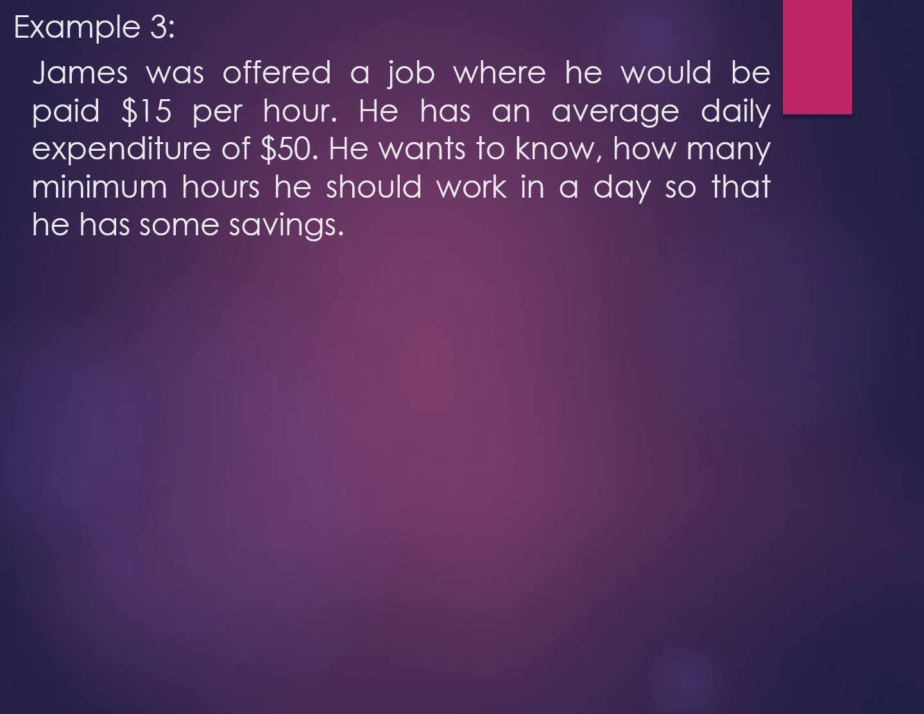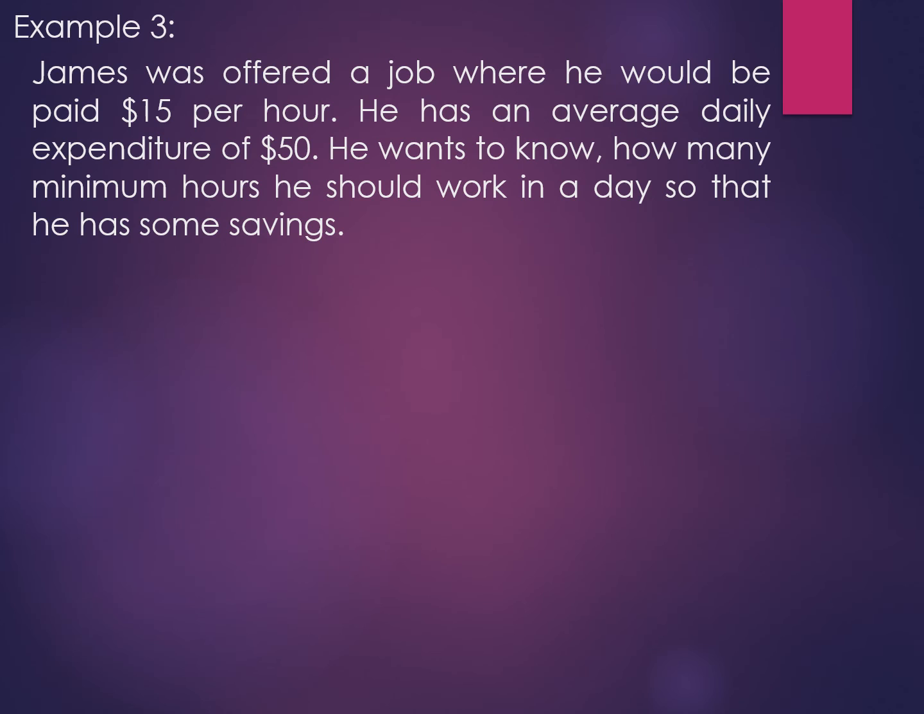Now, let's move on to example number 3. James was offered a job where he would be paid $15 per hour. He has an average daily expenditure of $50. He wants to know how many minimum hours he should work in a day so that he has some savings. In here, the word expenditure are your expenses, okay? Like food, transportation, and any other thing that you are spending. So he is given $15 per hour.